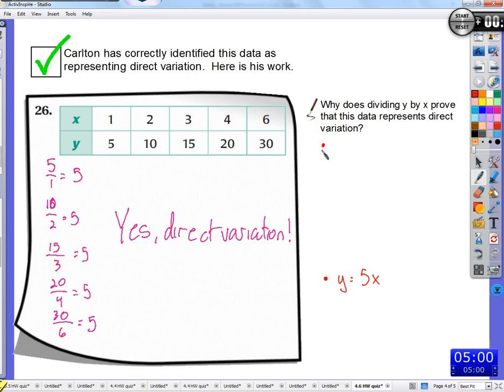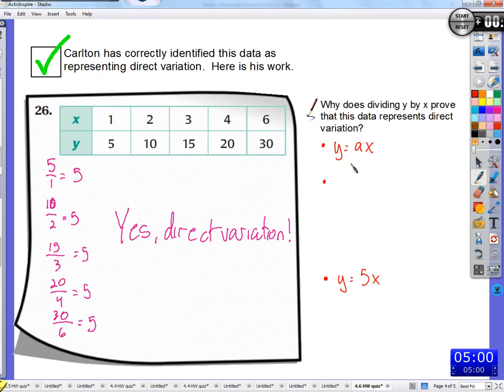So let's maybe pull it apart and unpack it. A direct variation equation always looks like this. So if you can figure out a number that goes there and that it works, then yes, it is direct variation. Right? And if it's going to work, it's got to work for every example. It can't just be for the first one or two. It's got to be for all of them. If this last one was 6:35, then it wouldn't work. It wouldn't be working for the last data point, and so it wouldn't be direct variation. But y equals 5 times x works for every one of these ordered pairs.